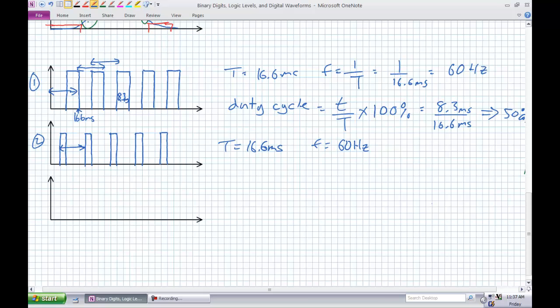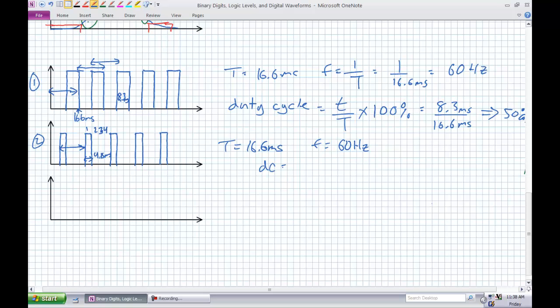Obviously, in waveform number 2, the pulse is not there as much as it is in example 1. As a matter of fact, it's only showing up a quarter of the time, because I'm going to define that pulse width there as 4.15 milliseconds. If you think about that, it's showing up for one block, then it's not there for blocks 2, 3, and 4. Showing up a quarter of the time. So one would conjecture that the duty cycle is 25%. Let's see if that's true.